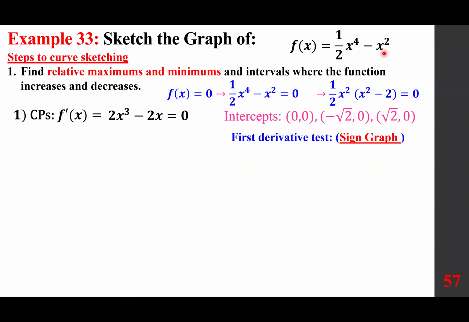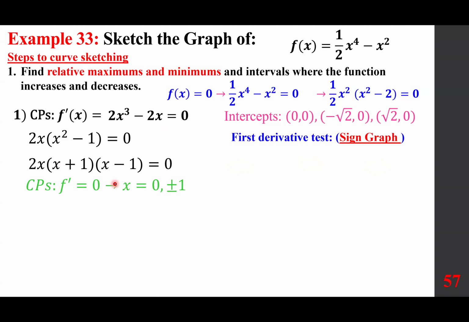And to set this equal to 0, I'm going to factor the 2x out. When I factor the 2x, I get x squared minus 1. And this would be 2x times (x plus 1)(x minus 1). There are 3 zeros. x is 0, x is negative 1, x is positive 1. So there are 3 answers. Now, please understand this f prime has degree 3 and has 3 answers.